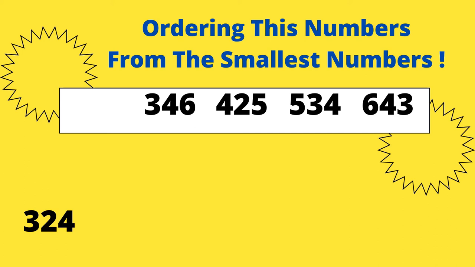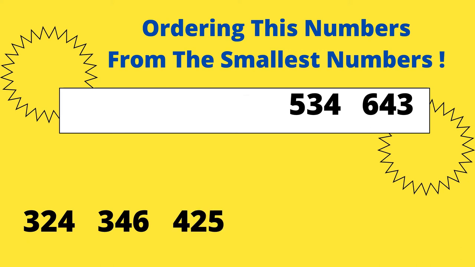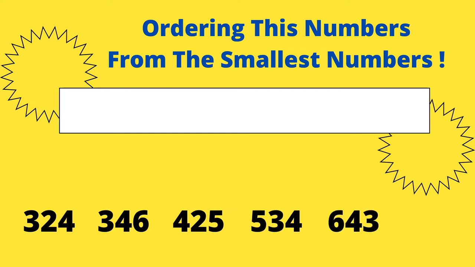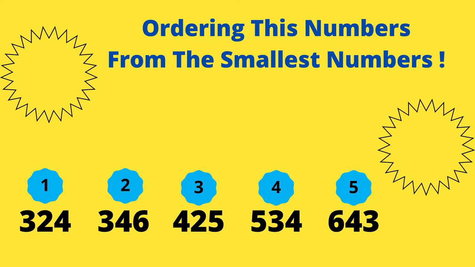Okay, the first, 324. And the next, 346. And the next, 425. And the fourth, 534. And the last, 643. It's numbers from the smallest number. Number 1, 324.